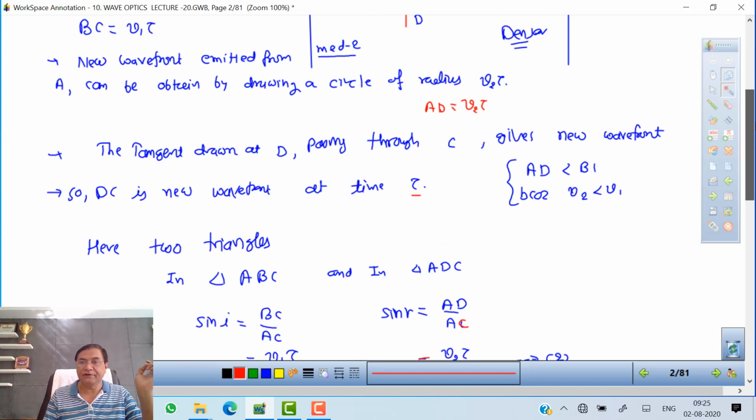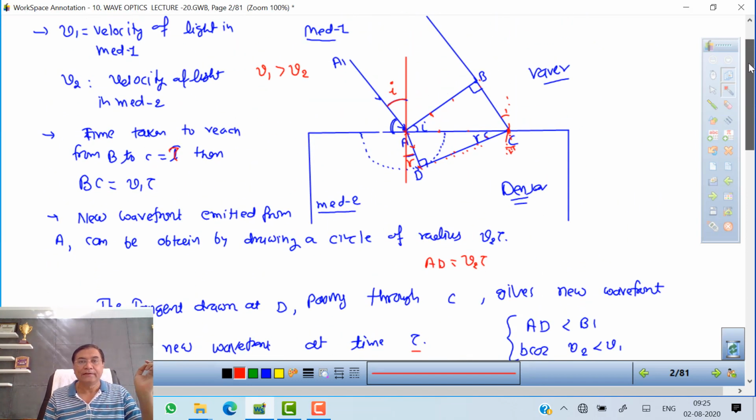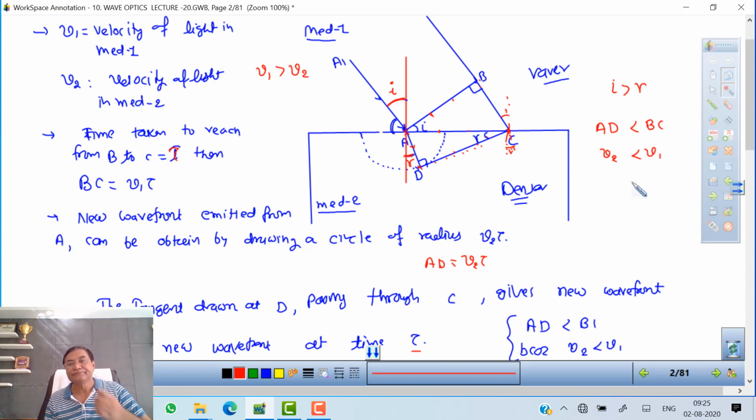Okay. Now one more thing I want to point out, that is in the figure. You see this angle is I and this angle is R. And it is obvious that I is greater than R. Can you see it? Why? Because AD is less than BC. Why is it so? Because V2 is less than V1. Why is V2 less than V1? Because this is the velocity for the denser medium and this is the velocity for the rarer medium.